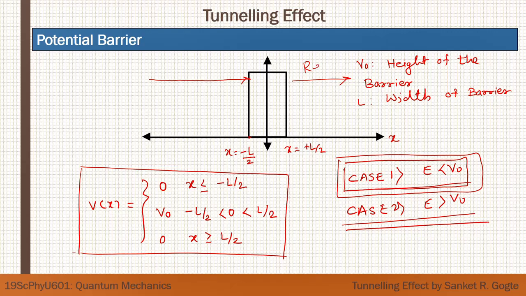This tunneling effect is important in many cases. It is used for studying alpha decay. It is used in the scanning tunneling microscope, as we will study, and it is also useful in tunnel diodes. So we will consider the second application, STM.